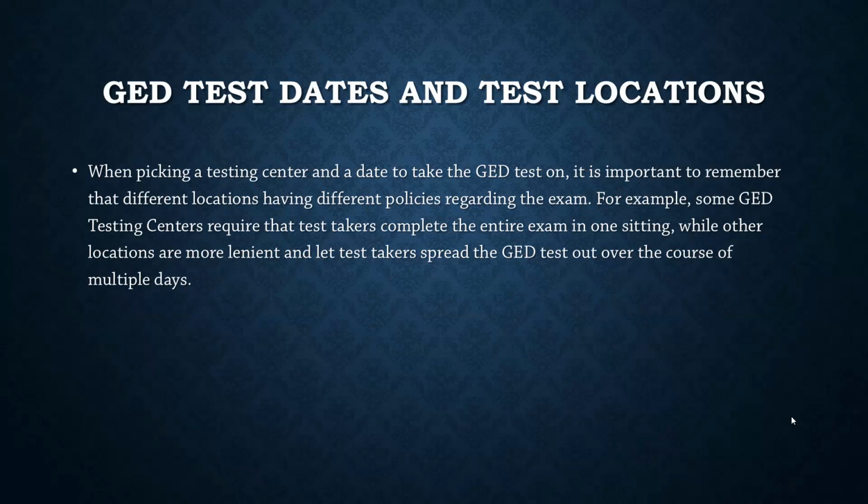When you're picking a testing center and a date to take the test on, it is important to remember that different locations have different policies regarding the exam. For example, one center may ask you to take the whole exam in one sitting, which could take 7 hours. I would recommend looking for a center that lets you spread the tests apart, because there are going to be 5 of them. So ask them what their policy is, and if you can spread the tests out. What their retake policy is is good to know.